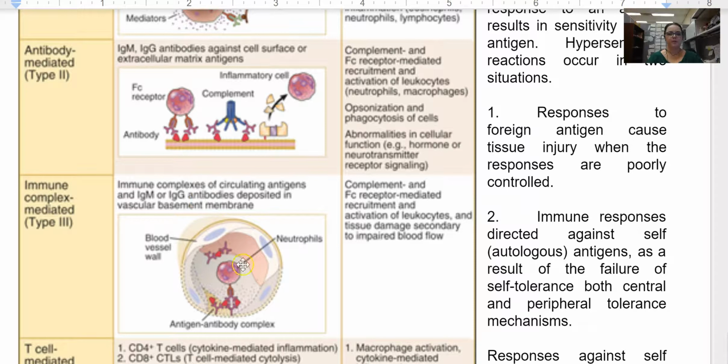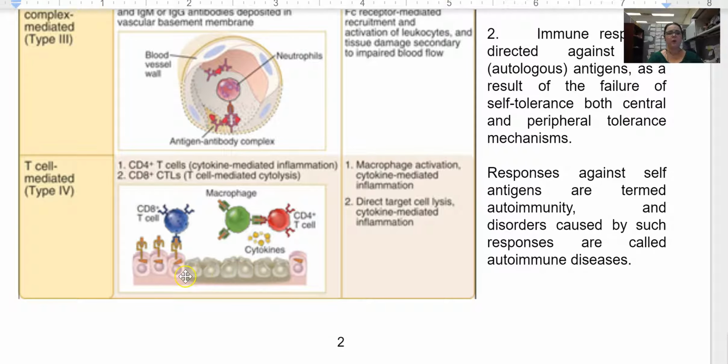All right, then you have type 3. Type 3 is basically when you still have antibodies, but now you have immune complexes. So like here, you've got one antibody, an antigen, and then another antibody. They're forming this nice little triad complex. If the triad complex deposits somewhere, it's going to cause inflammation in that location. That inflammation can be really damaging to the body, and that's known as type 3. This is what we associate with lupus or rheumatoid arthritis.